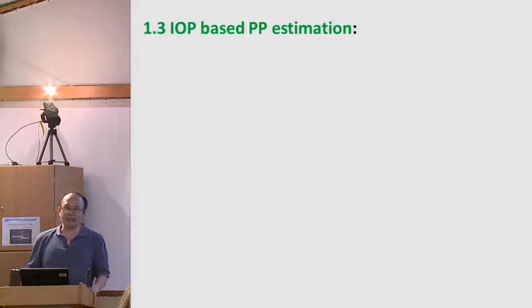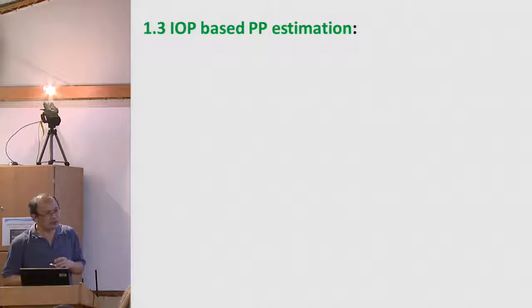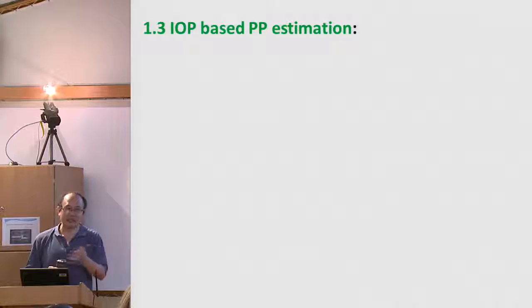As I mentioned at the beginning, one of the key objectives for ocean color remote sensing is to get primary production. So can we do that with IOPs? As I said, historically it's all using chlorophyll. Now we just say ignore chlorophyll. Then can we do the same thing, or can we do better?